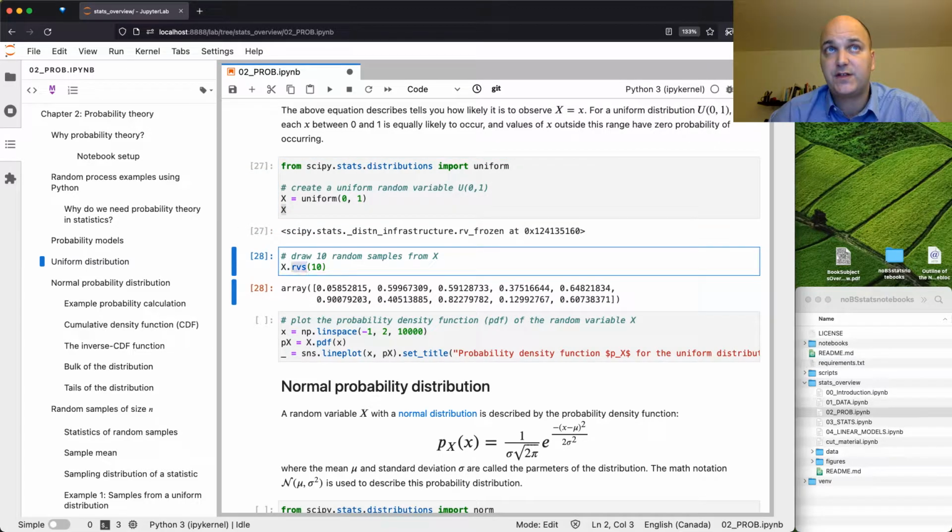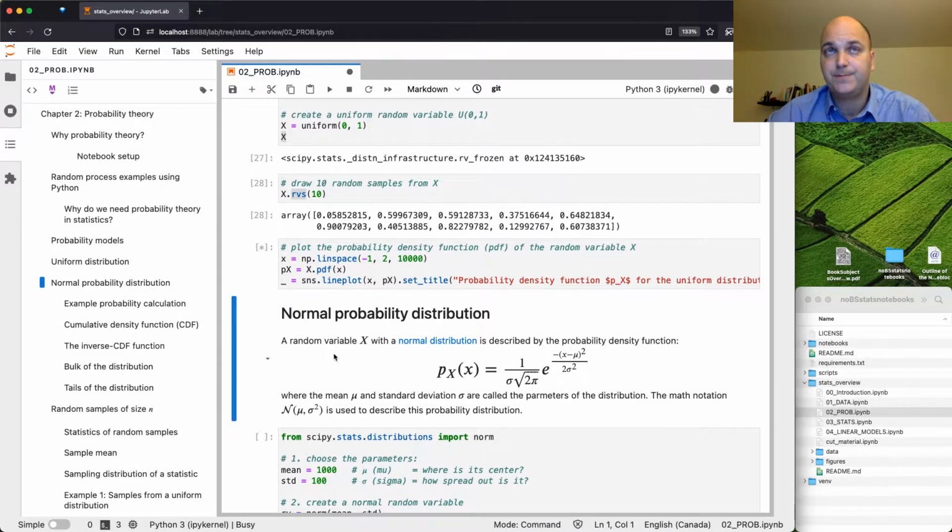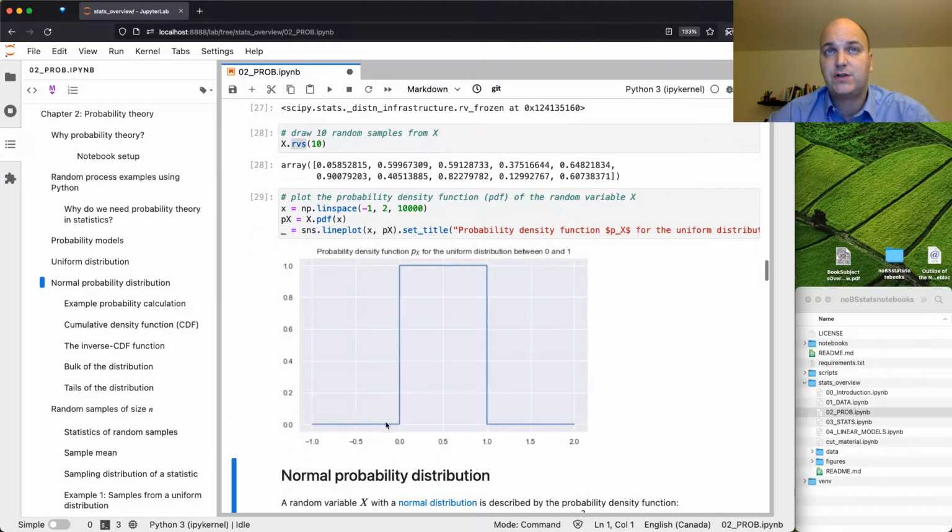The method rvs is called random variates. It's used to draw a sample of size 10 from that. And you see there are a bunch of numbers between 0 and 1, just like we saw above, but we're doing 10 at a time. If we plot the distribution, it looks flat, so it's constant between 0 and 1. All the weight is between 0 and 1, and 0 probability outside of this range. Within 0 and 1, all the numbers are equally likely. That's why it's called uniform. So every number has the same probability of occurring between 0 and 1.